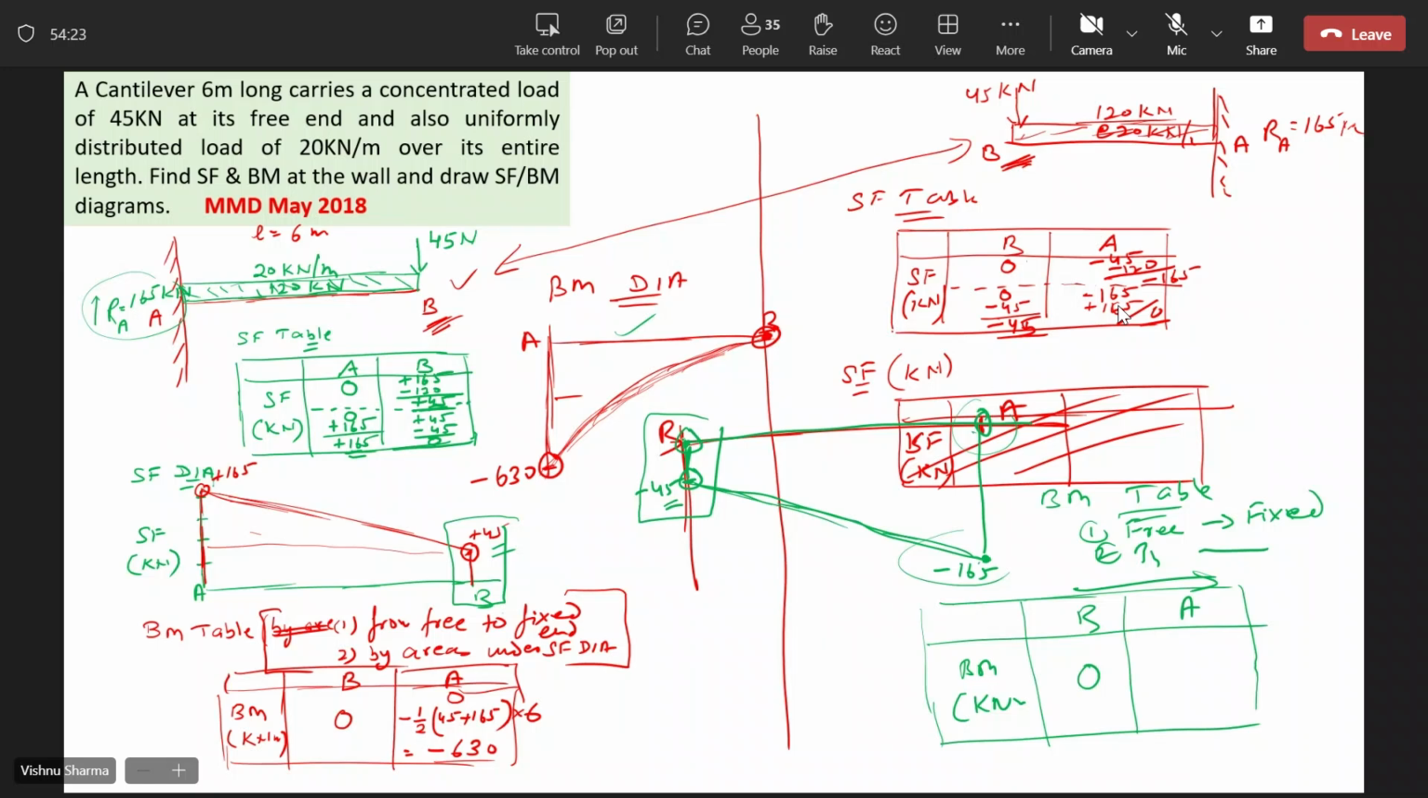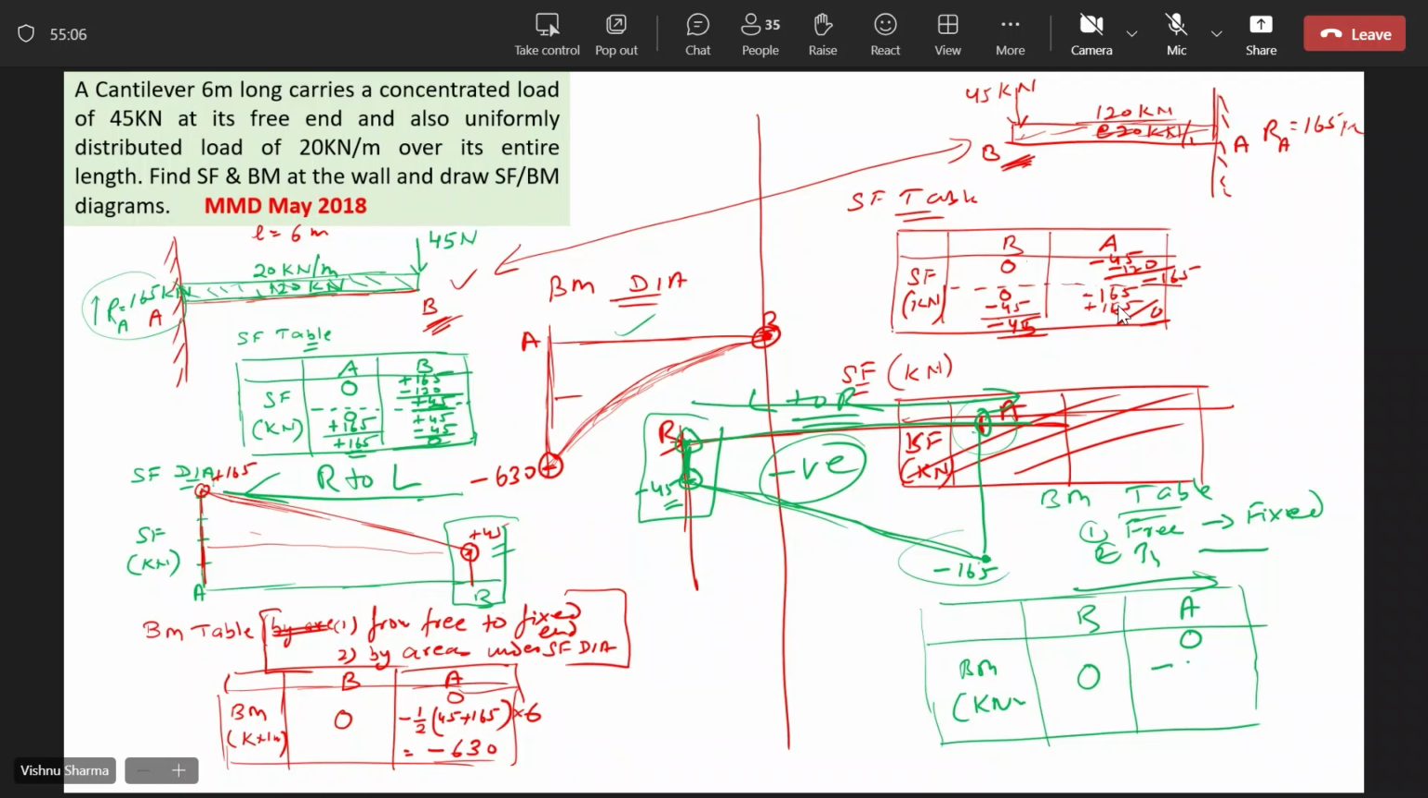Okay. Look at this SF diagram. What will be the change from B to A? Now we are going from left to right. So this negative SF area will give you positive BM or negative BM? Positive BM when you're going from left to right. Now you are going in this diagram from left to right, my friend. This will give you negative BM because in the previous diagram, you came from right to left. Here you're going from left to right, correct? Yes or no? Correct, class? Yes, sir. Correct.